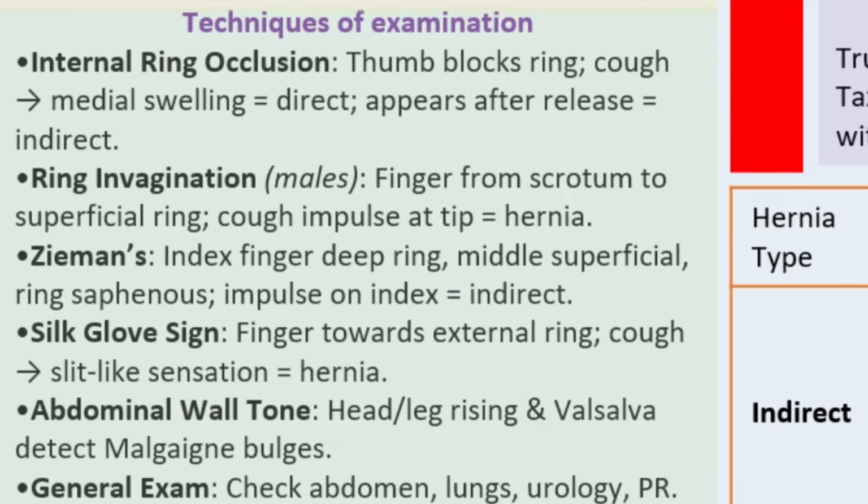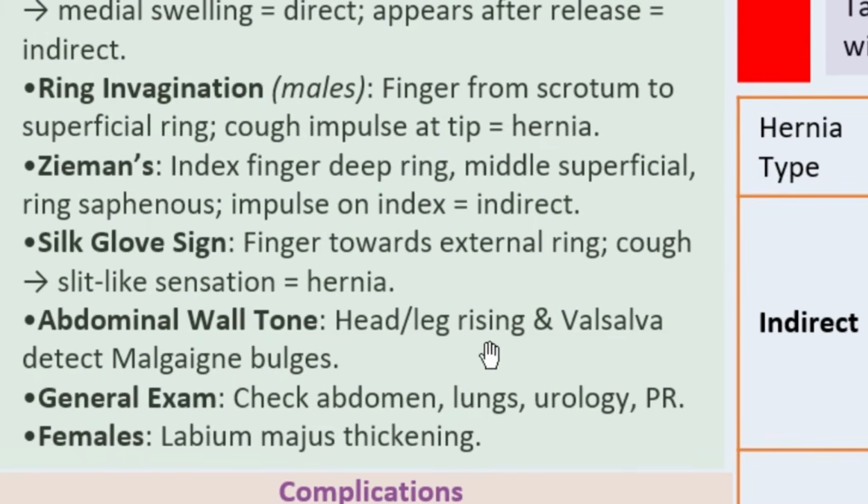Then we'll do the general examination, where we check the abdomen. We want to check the lungs, because chronic cough can lead to increased intra-abdominal pressure all the time, sorry, intra-abdominal pressure. Then we do urology. We do a rectal exam, because if someone has chronic urinary obstruction, they're going to always compensate by increasing their abdominal pressure. In the females, you have to check the labia for thickening.